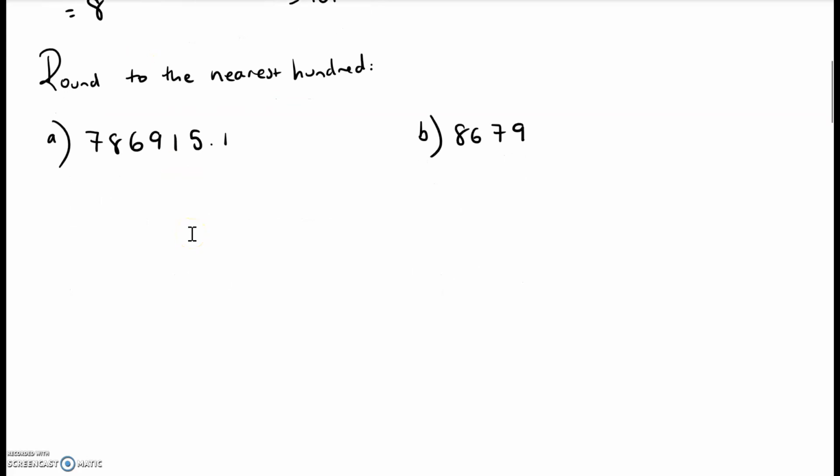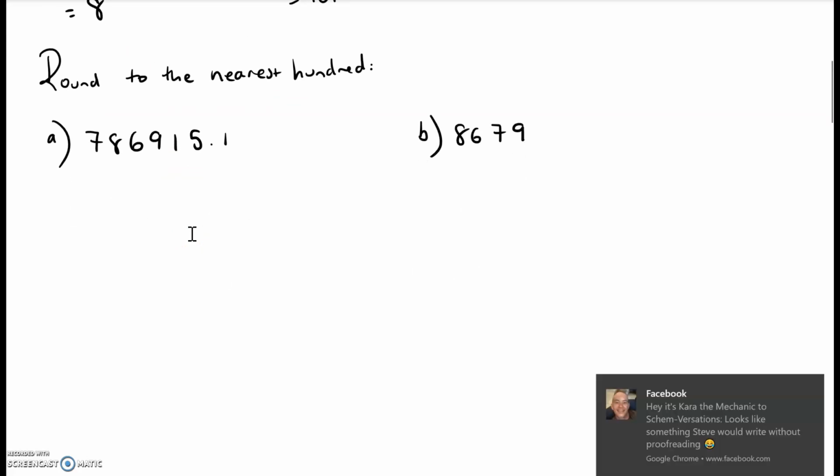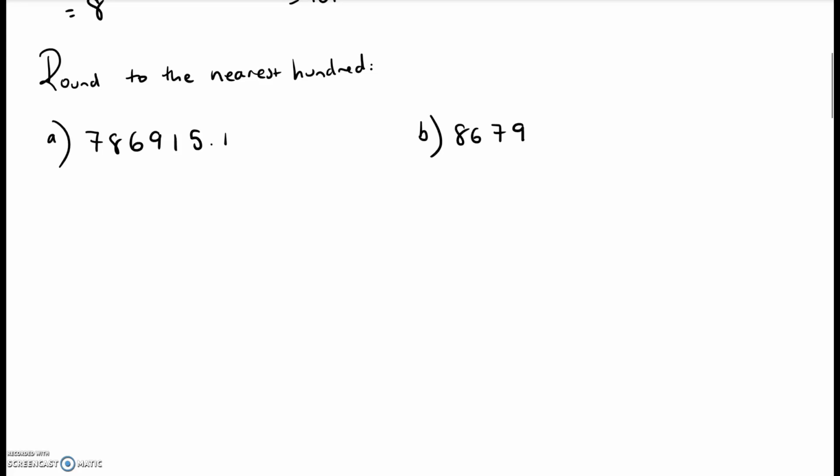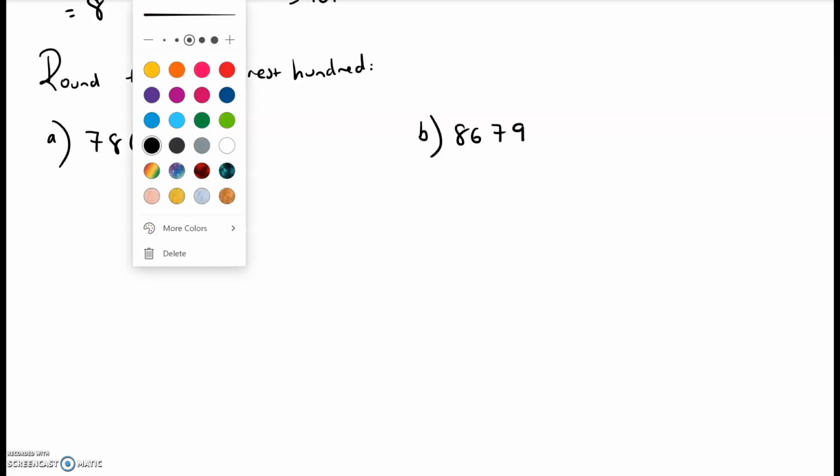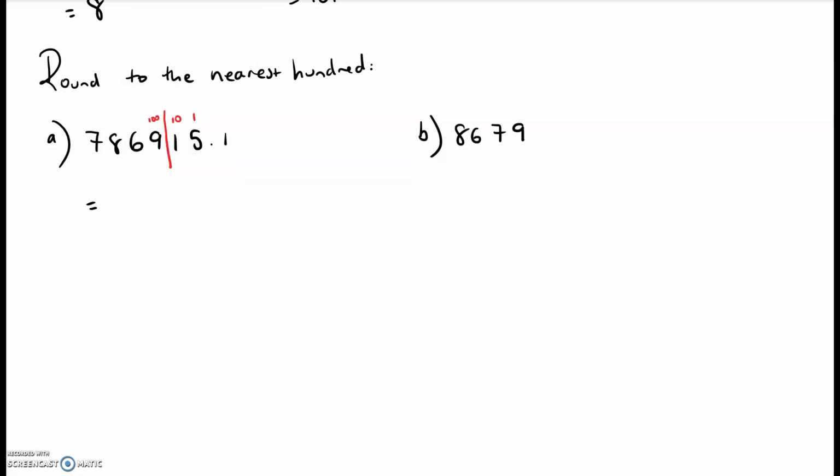All right, next one, we're going to round to the nearest 100. So we need to find where is our hundreds value. Okay, so here we've got ones, tens, hundreds. Okay, so if we're going to round to the nearest 100, we're going to put a line in between the 100 and the 10. And again, we look at that number in the 10 spot, and we can see that that's only a 1. Okay, so it's less than a 5.